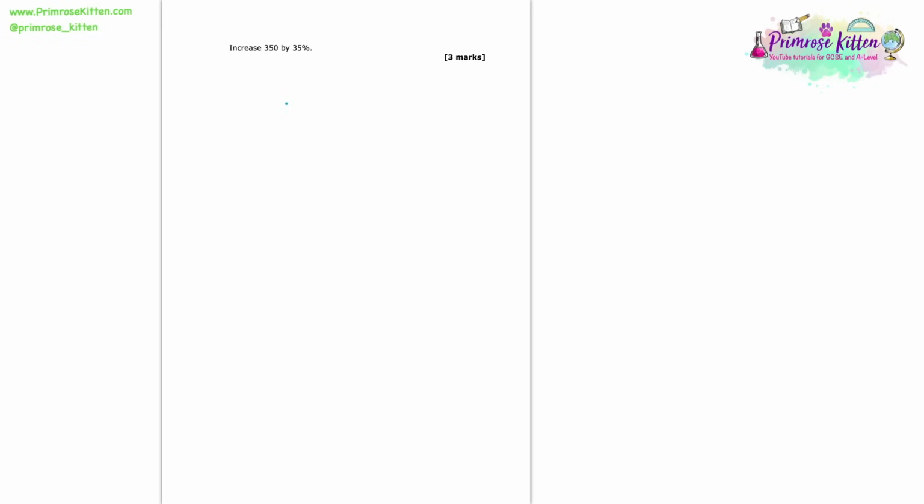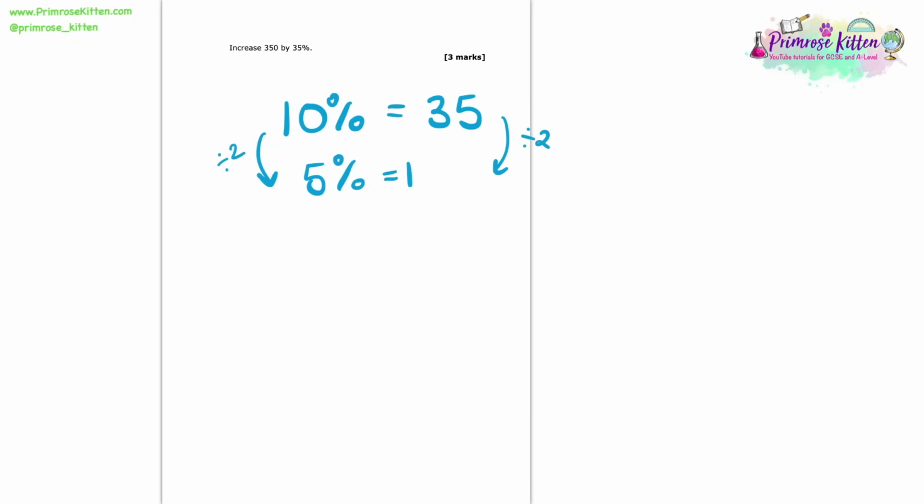So I would probably start by working out what 10% of 350 is. And we do that simply by dividing through by 10. So 10% will simply be 35. Next up, I would work out what 5% is, and I can do that quite easily just by halving the 10%. So I'm going to halve the 35 now, and I'm going to get 17.5. Again, if I was unsure how to do that, I would divide the 35 by 2.